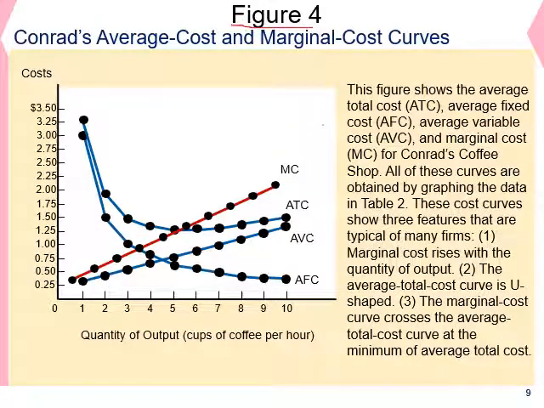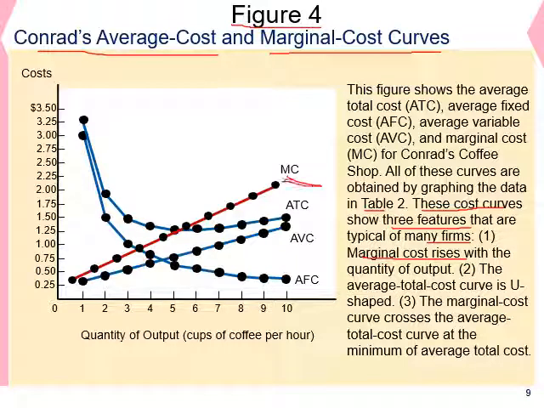Figure 4 shows the average cost and marginal cost curves. You can see from table 2 that these curves show three features typical of many firms. One, the marginal cost curve is rising. This is what you see, the marginal cost curve is rising, with a positive slope. As output increases, the cost is also increasing. Total cost is increasing, so the additional cost has a positive slope.